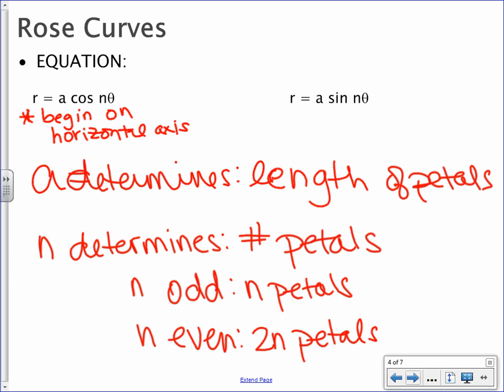Okay. Now what is the sine of 0? 0. Okay, which means if we plug 0 into an equation that looks like this over here, we get r is 0. So what that means is that this rose curve is going to begin at the pole.